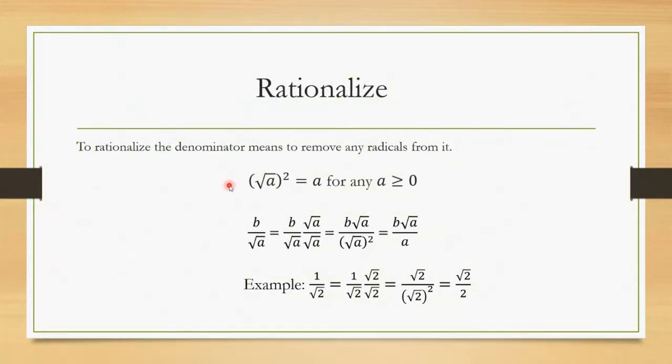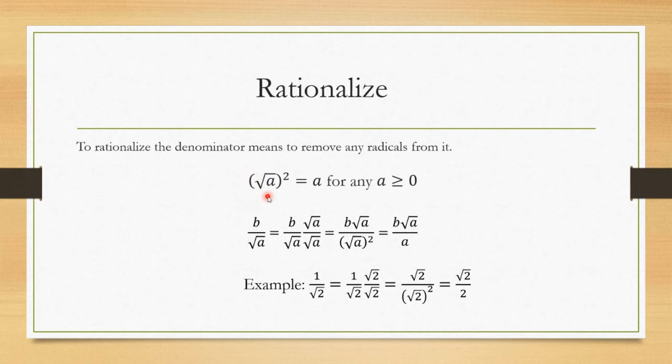And again, to rationalize the denominator, that just means you want to remove radicals from it, any kind of radicals. And here we're looking at square roots. Now you might be thinking, how do you remove radicals from the denominator? You're going to use this property. This is different than what we saw already.